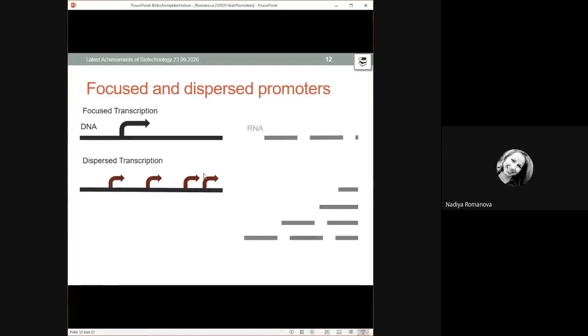You can also imagine that the dispersed transcription promoters allow a very balanced transcription pattern. And that's not what you're interested in when you're trying to overexpress a single protein. You need a very strong transcription in order to get as many products as you can. So the mammalian promoters are very complex, and they are not very easily employed for transgene production.